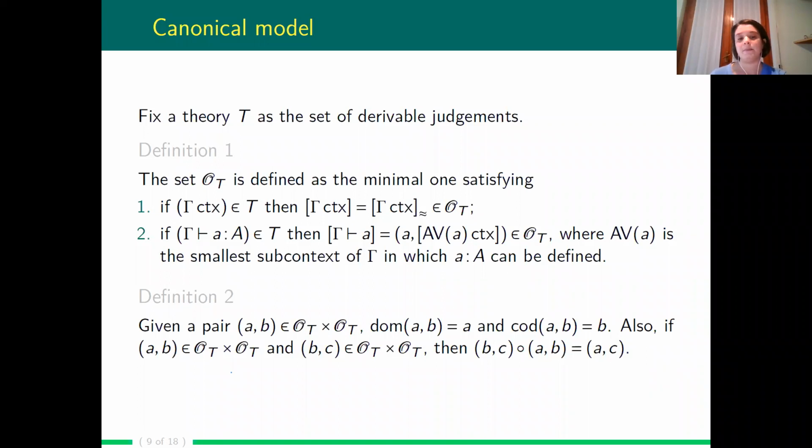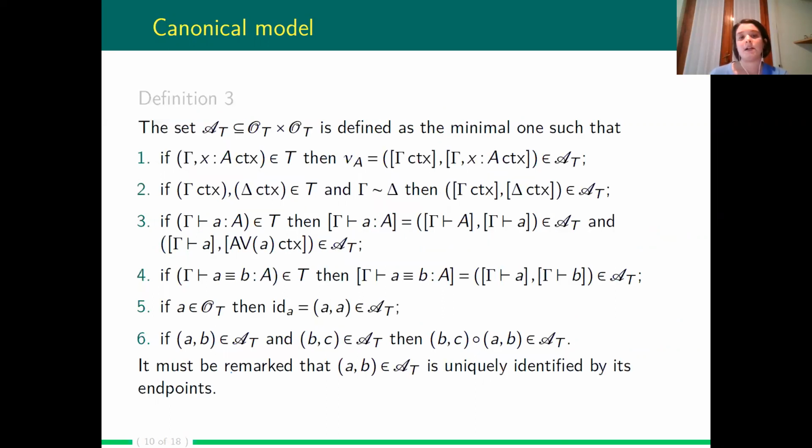Then the pairs of objects are seen, of course, as arrows. So the first element is the domain and the second one is the codomain. And we define composition in the natural way. And so from that we can obtain the set of arrows, and we define it inductively. And we have an arrow for context extension, where the first element is the equivalence class of the context and the second one is the context extended with the new variable.